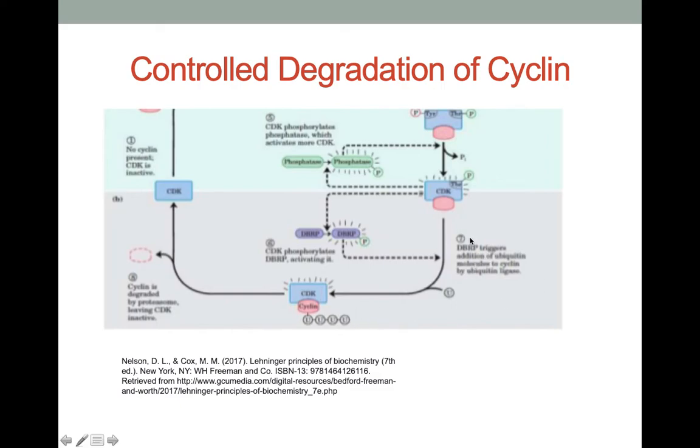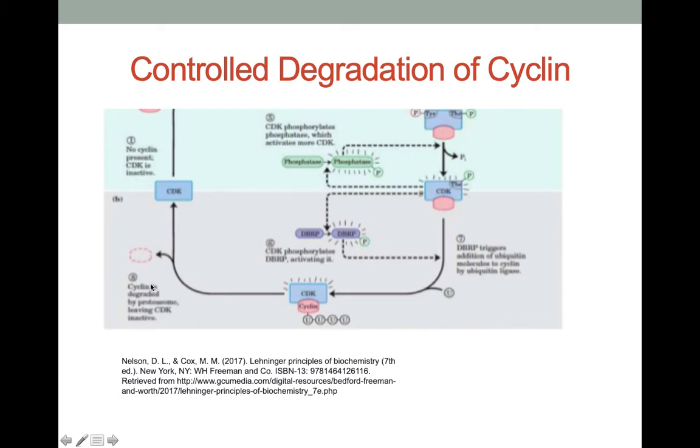I know it's a little blurry, and I apologize for that, but we can see when we activate the DBRP with phosphorylation from the CDK, it activates it, and that triggers the combination with ubiquitin. So the cyclin is linked with a ubiquitin molecule, that complex is joined together, and we can add multiple ubiquitin there, and we end up with a proteasome, and that proteasome can degrade the cyclin. So we see that here in step 8.